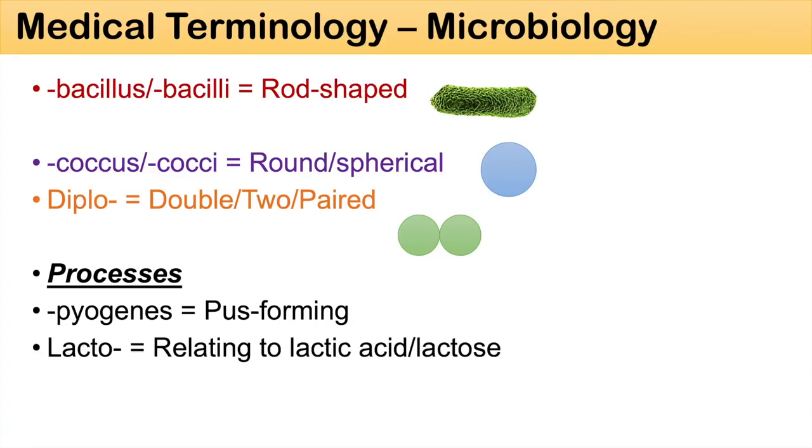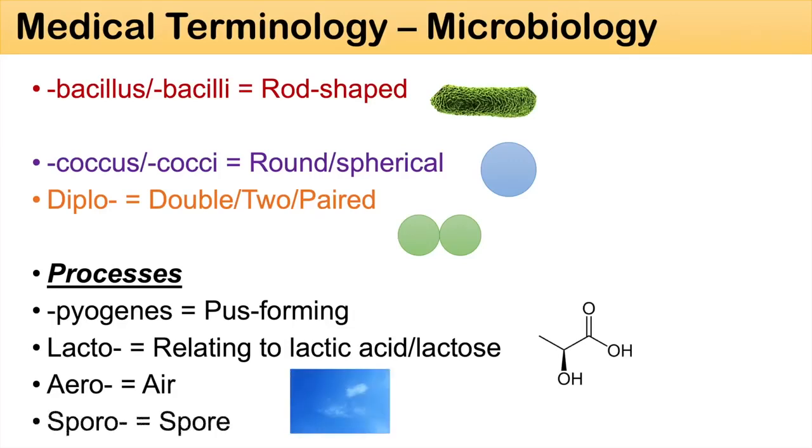Lacto, the prefix lacto, relates to lactic acid or lactose. So it might mean that bacteria metabolize lactic acid or lactose, or they produce it in some way. Some of the other processes that may be used in describing bacteria include the prefix aero, which relates to air, and sporo, which relates to spore formation.